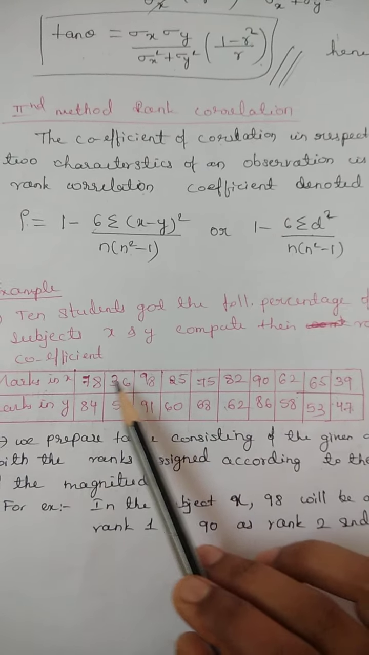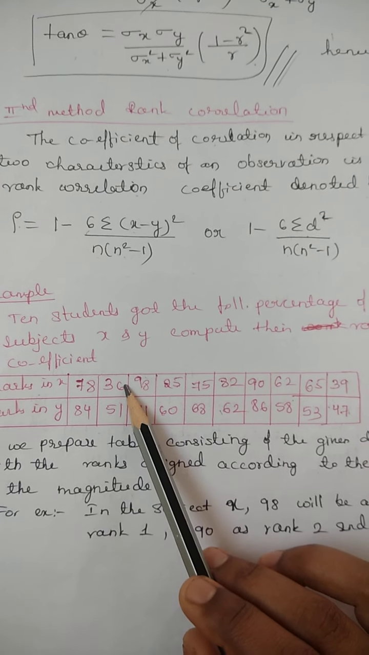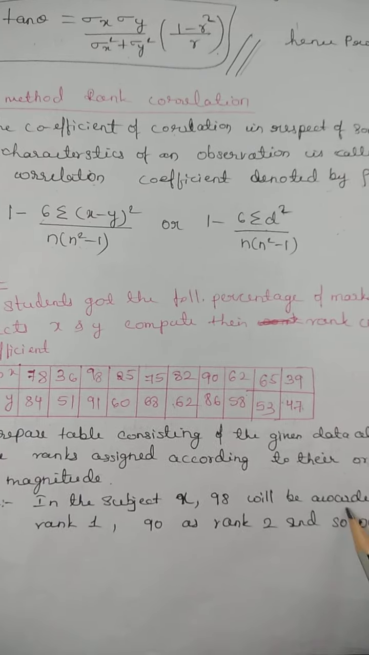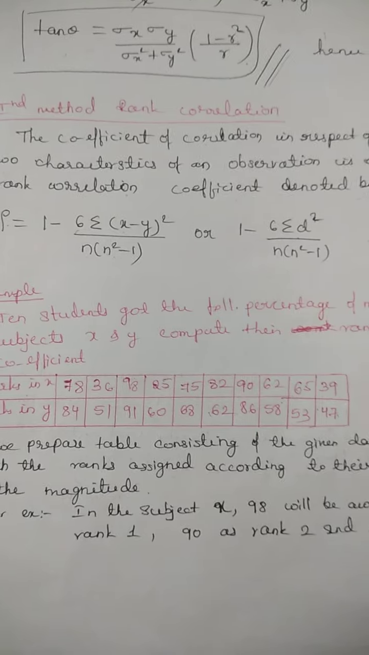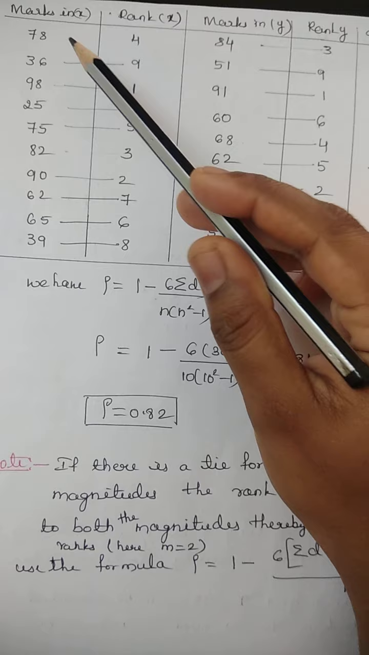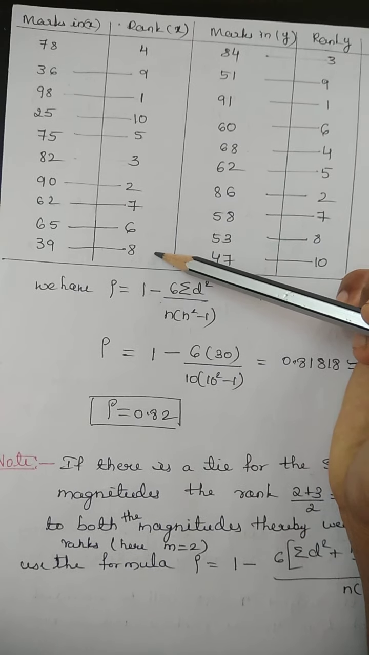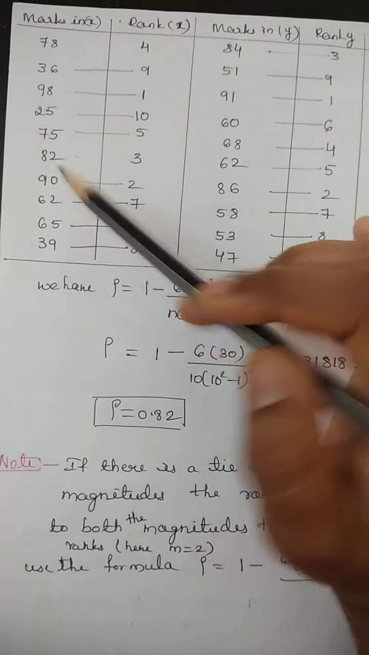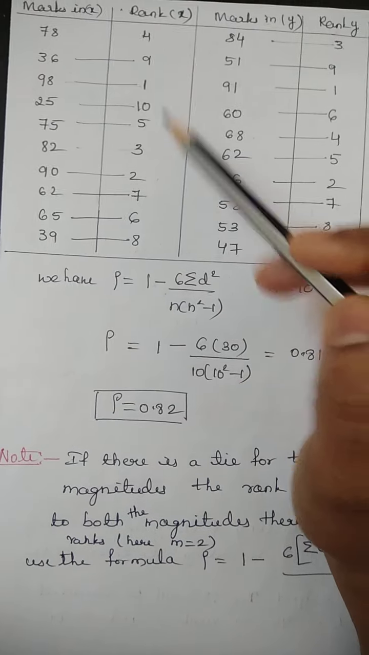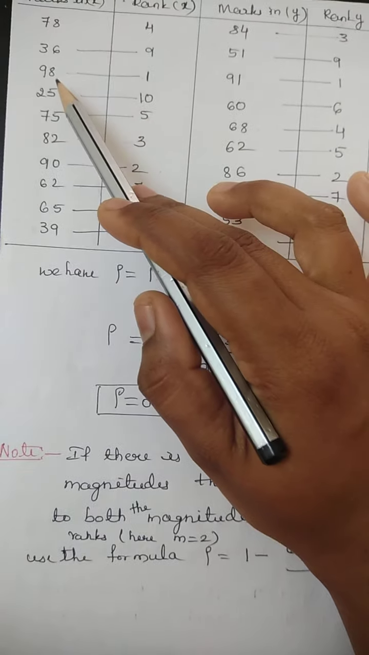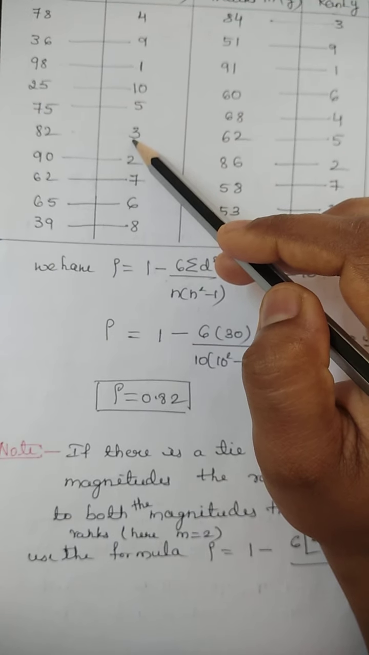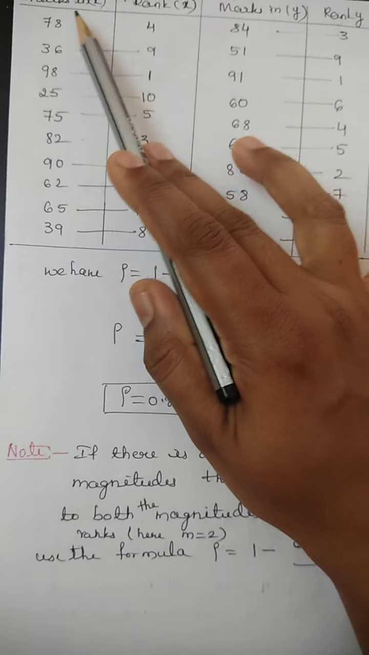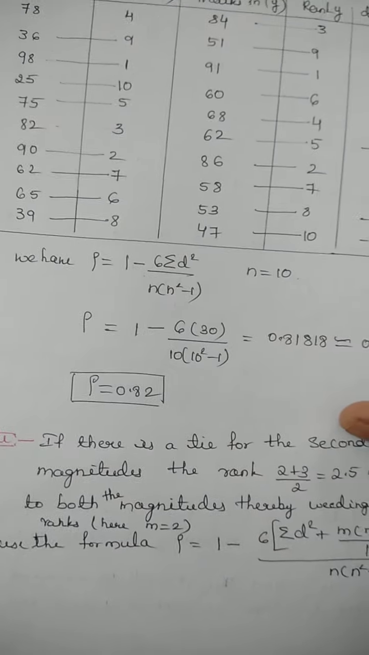Let us see in the first column, 98 will be awarded the first rank, and 90 will be awarded the second rank. This way we have to make the column. In the first column write down all the marks and assign a rank. So this is case 1: when the marks are given, we have to assign the rank. You can see 98 got first rank, 90 got second rank, 82 got third rank, and fourth rank is 78. This way you have to assign the rank.